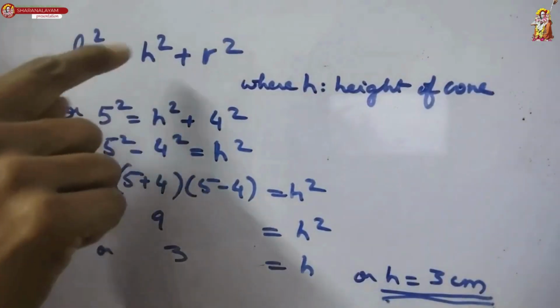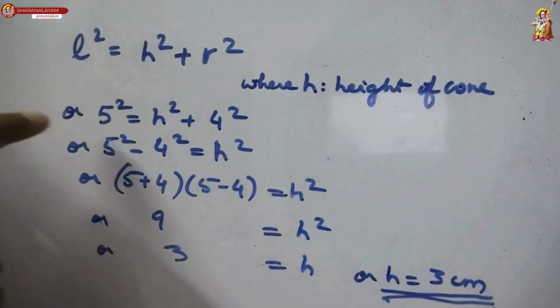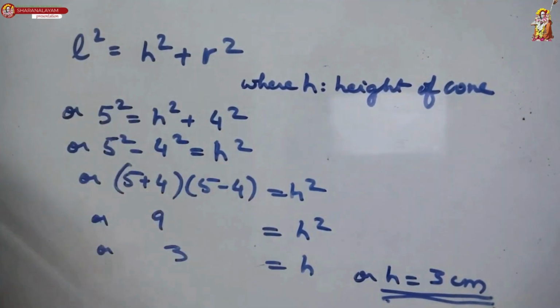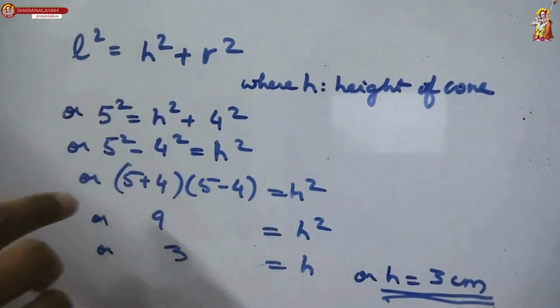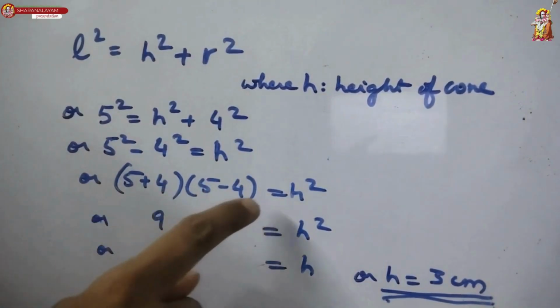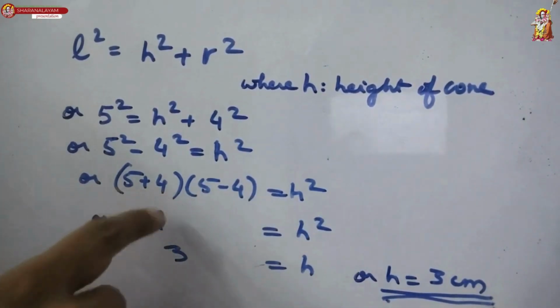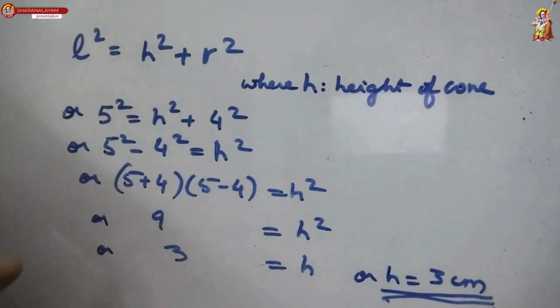Now, l square is equal to h square plus r square, where h is the height of the cone, right? Substituting the values, we have 5 square equals h square plus 4 square, or 5 square minus 4 square gives you h square. Now, either you can do 25 minus 16, which gives you 9, or you know a square minus b square is a plus b into a minus b. So, you can do 5 plus 4 into 5 minus 4 is equal to h square. So, that will also give you 5 plus 4 equals 9, 5 minus 4 equals 1. So, 9 equals h square. So, taking the positive square root, we have 3 is equal to h, or h is equal to 3 centimeters.